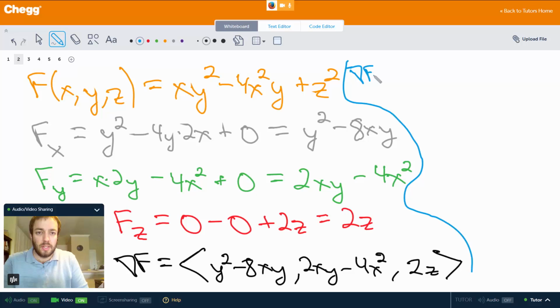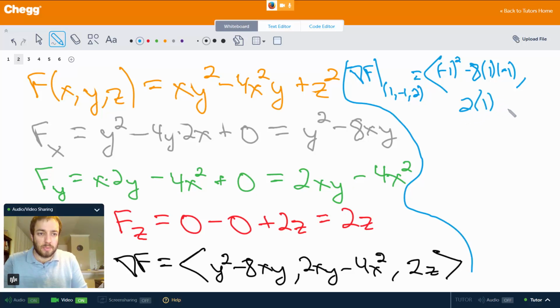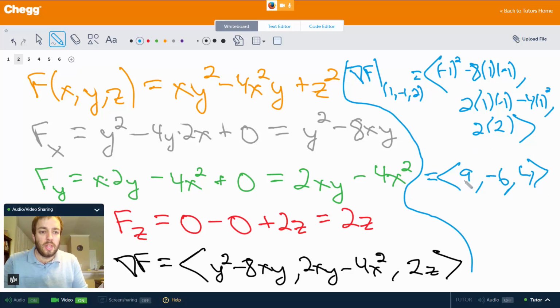So the gradient of f evaluated at 1, negative 1, 2 is going to be negative 1 quantity squared minus 8 times 1 times negative 1. Okay, and then that's our first component. Then our second component is going to be 2 times 1 times negative 1 minus 4x squared, which is 4 times 1 squared. And then comma, our third component is going to be 2 times 2. Negative 1 squared is 1, and then minus 8 times 1 times negative 1 means plus 8. 1 plus 8 is 9. And then 2 times 1 times negative 1 is negative 2, minus 4 gives us negative 6. And then 2 times 2 is just 4. So here's our gradient vector evaluated at the point 1, negative 1, 2.